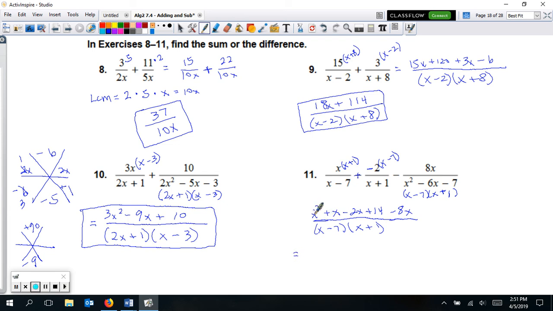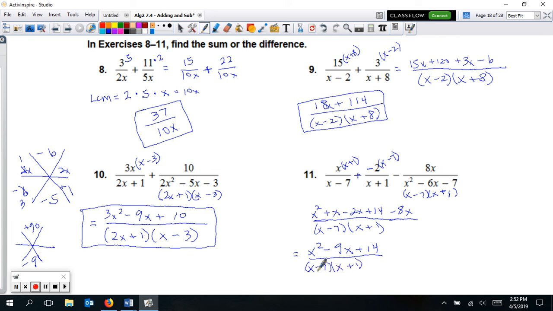So x squared is only one of those, so it's just going to have an x squared. For the x terms, there's an x, a negative 2x, and a negative 8. So it's negative 10, take away 1, it's negative 9. So negative 9x, and then you have a positive 14. And this is all going to be over our common denominator, x minus 7 and x plus 1.